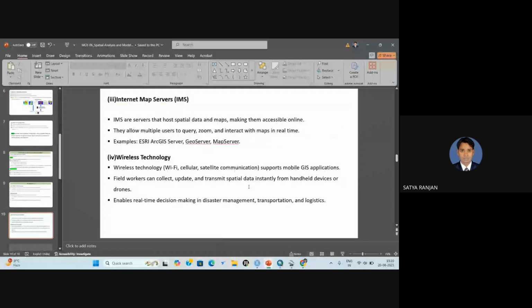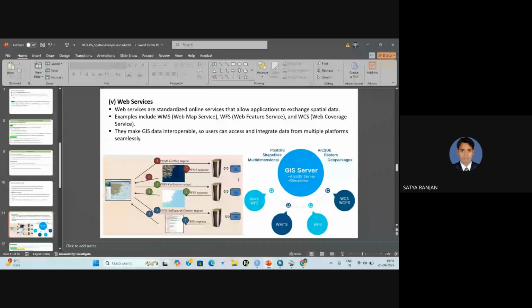Then the Internet Map Server. So the IMS system hosts spatial data maps, like Esri ArcGIS Server, GeoServer, and MapServer. Then wireless technology like Wi-Fi, cellular, and satellite communications. So all are parameters of this. And Web GIS is a standardized online service that allows specific applications to exchange spatial data.